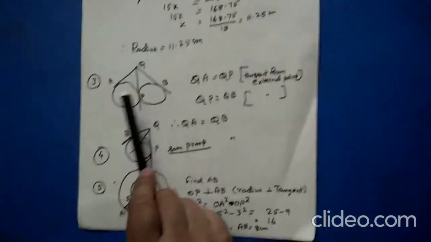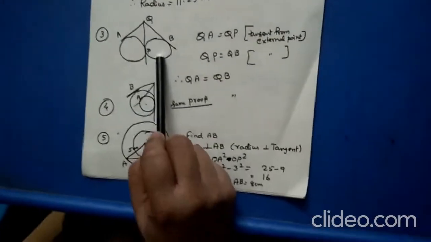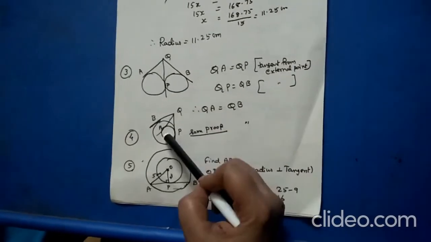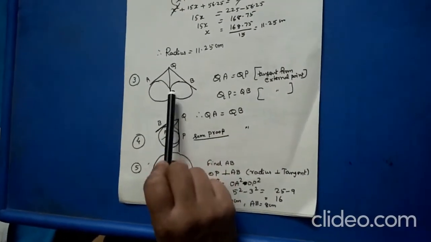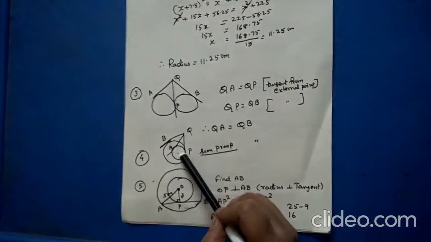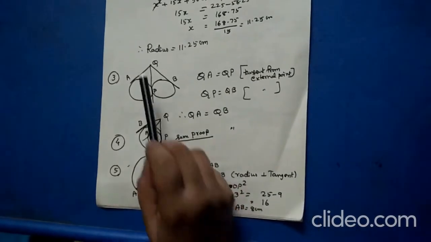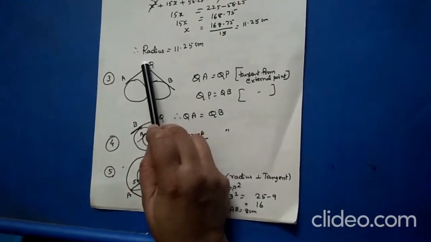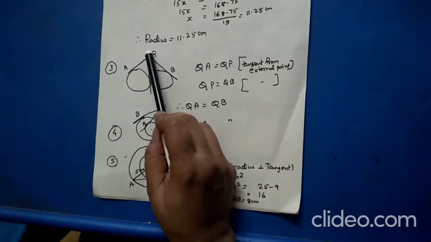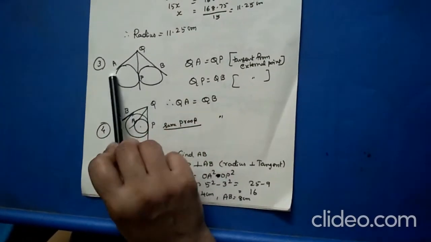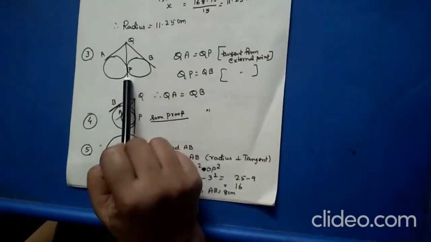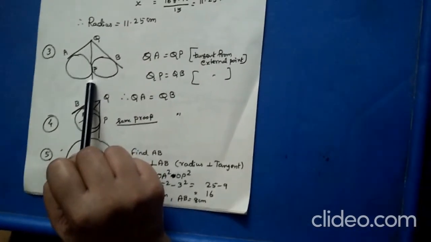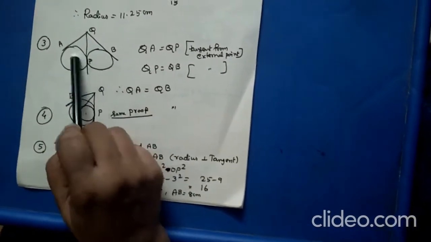Question number 3. The two circles touch externally. Even question number 4 also has a similar proof. Here the circles are touching externally. Here the circle is touching internally. Now, Q is the external point. So, QA, QB are the tangents to this circle and QP is also a common tangent. This tangent is common to both the circles.